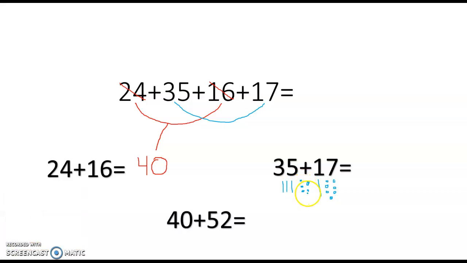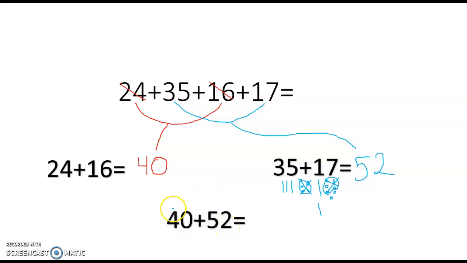I've got 1, 2, 3, 4, 5, 6, 7, 8, 9, 10, 11, 12. So I can regroup. I'm going to take all of these, 1, 2, 3, 4, 5, and then I need 6, 7, 8, 9, and 10. And we can make another 10. So now I have 5 tens and 2 ones. So I've got two sums now to find the total sum, 40 plus 52.